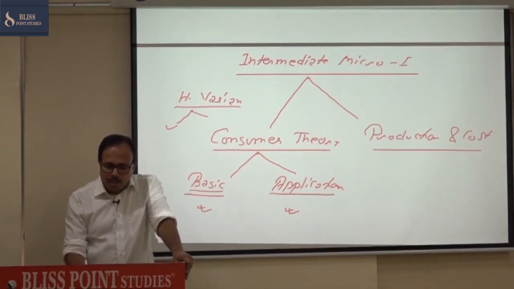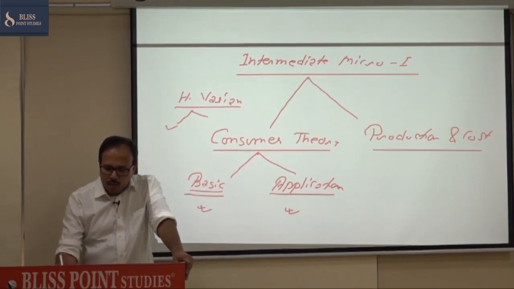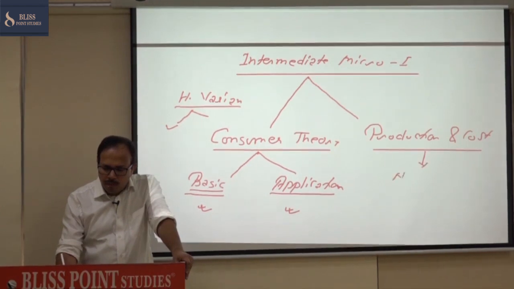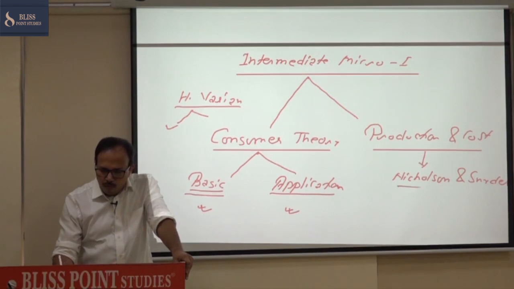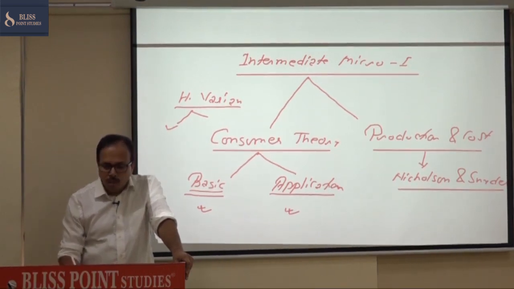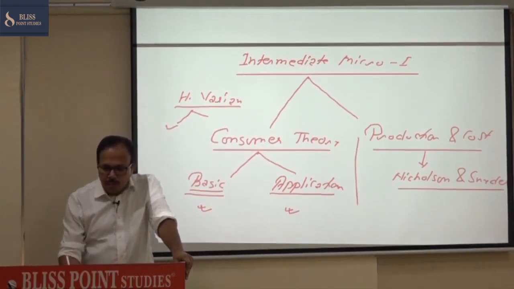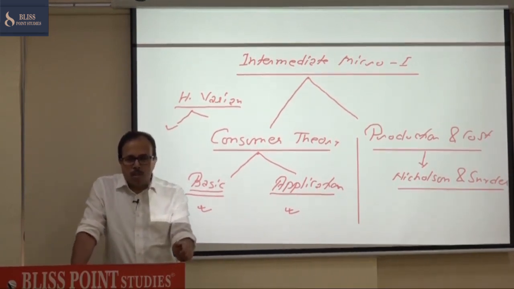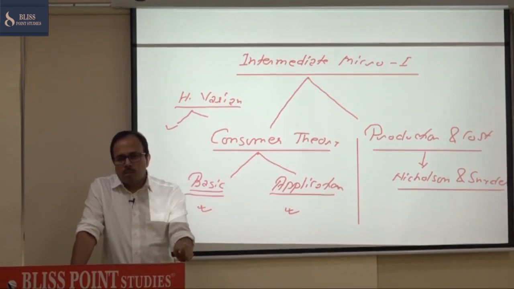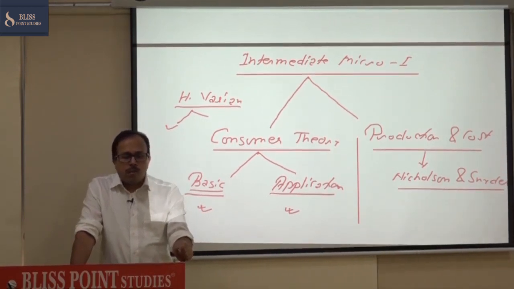So mainly for consumer theory the reference book will be Hal Varian, and production and cost will be covered from Nicholson and Snyder, for production and cost. In that production and cost, in fact you will find 3 chapters. One chapter production, second chapter cost, and one more chapter, chapter number 11, is for market sectors, profit, competition, market.